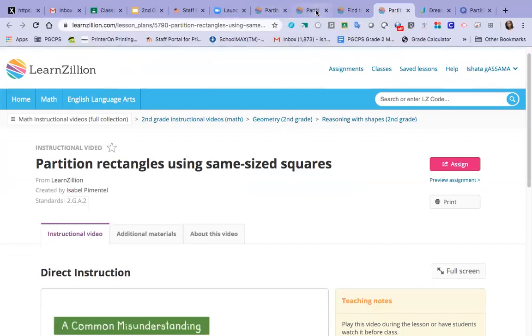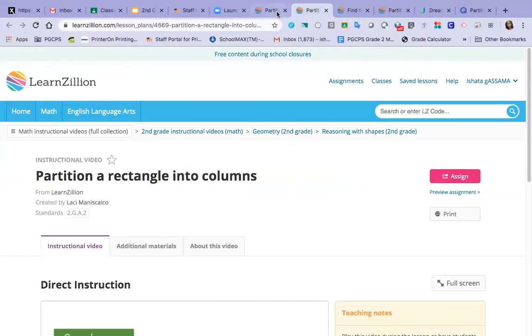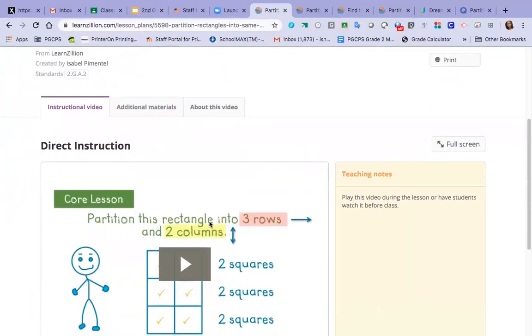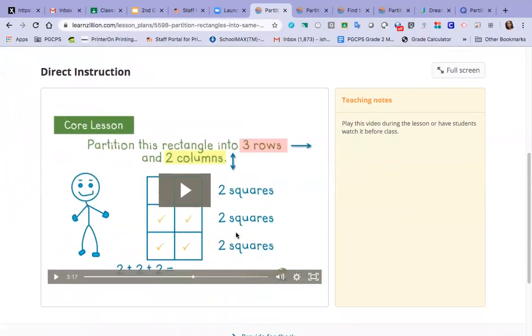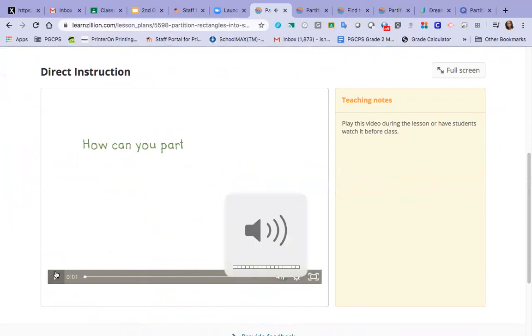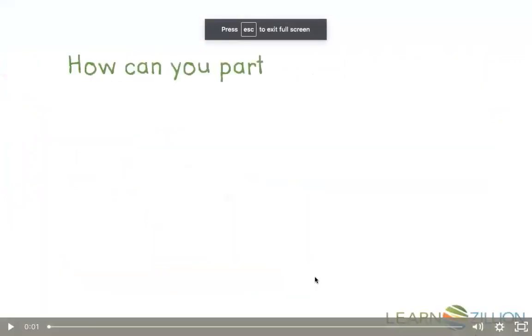So I'm going to start with the first video, partitioning rectangles into same size squares by creating rows and columns. And I'm going to start with this one because we're all familiar with rows and columns and repeated addition sentences with our arrays. So I'm going to start here. Make sure you're listening.